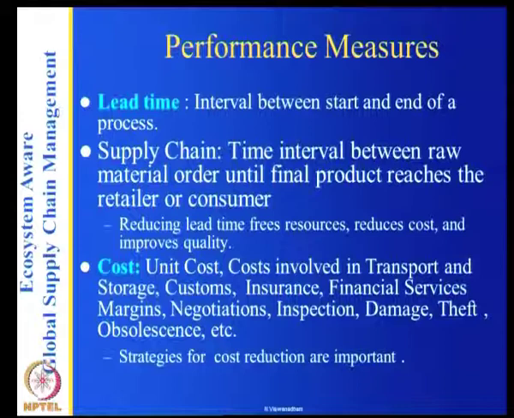There are financial services. The banks provide the financial services, but they are not free, they have their own margins. And there are negotiations. There are people who are talking to the banks to do the business for you. They are talking to the insurance to do the business. They are talking to the customers for facilitating the transport of goods easily. So all this basically is negotiations. Negotiations are expensive. And also inspection, damage, theft, obsolescence, etc. If you are not able to sell the product and it becomes obsolete, then you have to throw it away. So basically obsolescence is another cost.